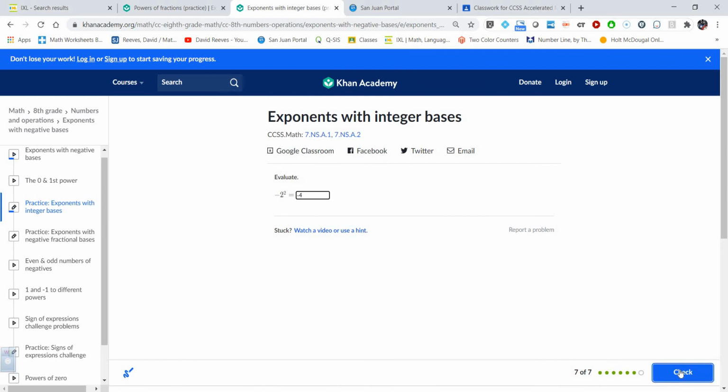Okay? All right, so when you are doing these problems with negative bases or integer bases, and by the way, this applies the same if they're not integers, if they're fractions or decimals, all right? If it has parentheses, then that negative is part of the base. If there are no parentheses, then that negative sign actually means the opposite of.